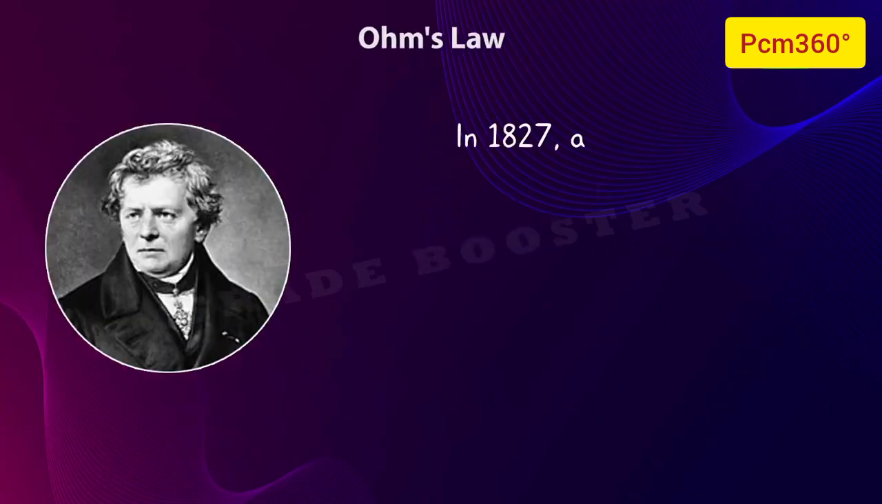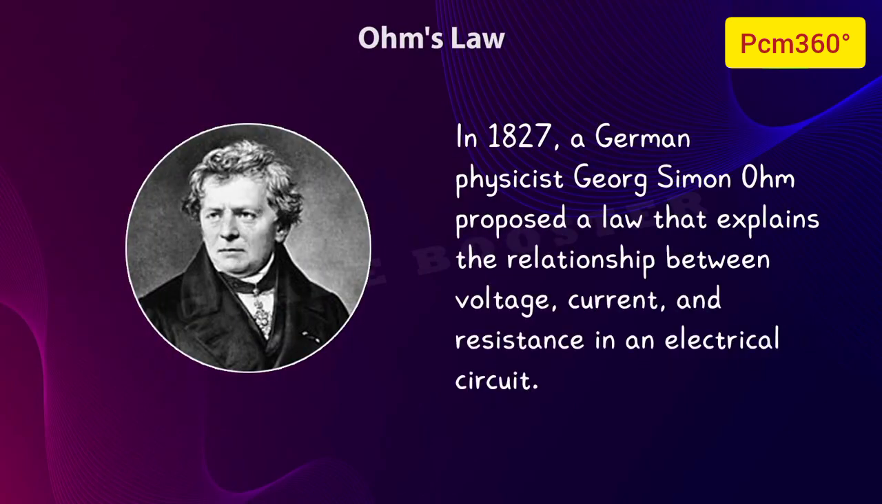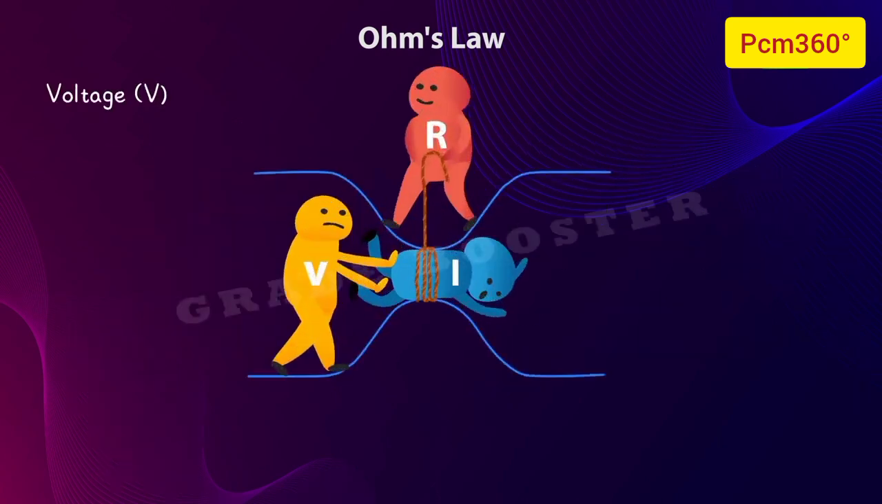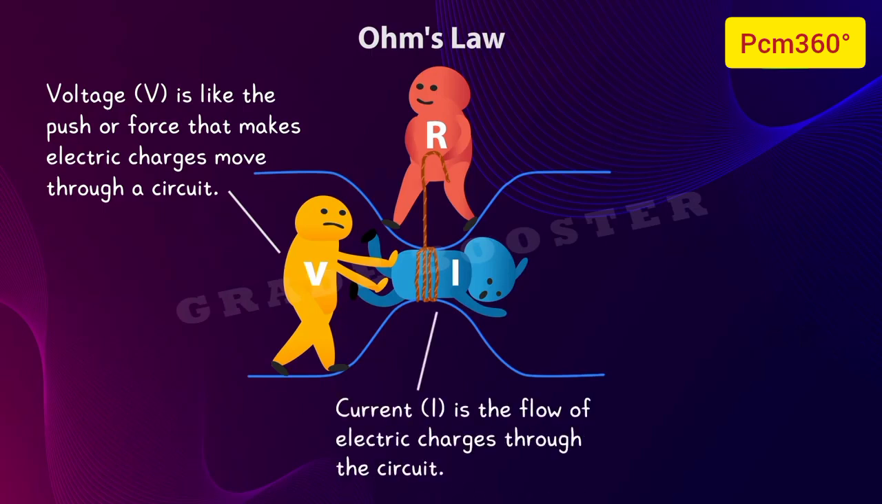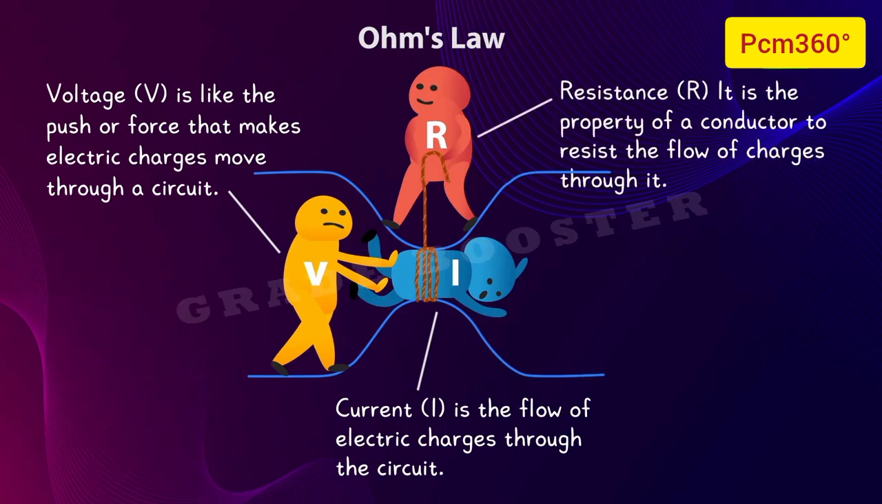Ohm's law. In 1827, a German physicist, George Simon Ohm, proposed a law that explains the relationship between voltage, current, and resistance in an electrical circuit. Voltage V is like the push or force that makes electric charges move through a circuit. Current I is the flow of electric charges through the circuit. Resistance R is the property of the conductor to resist the flow of charges through it. Means resistance slows down the flow of electric charges.